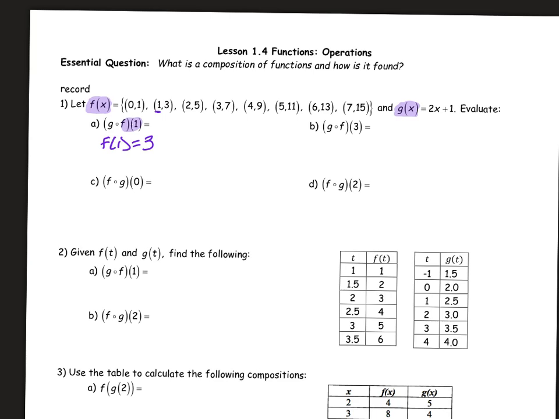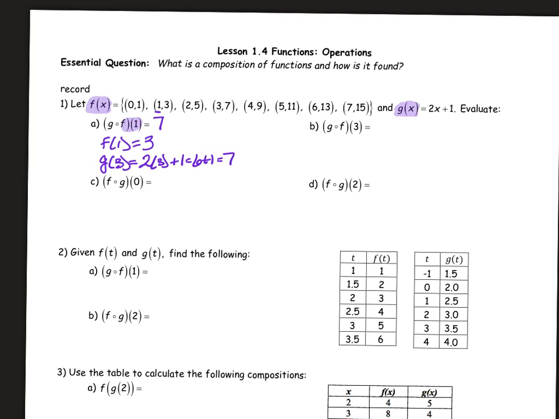Okay, now I'm going to take my 3 and put it into g. So I want to find g of 3. Well, g happens to be an equation this time, so I'm going to do what I know. I'm just going to plug it in wherever there's an x. So I have 2 times 3 plus 1, which is 6 plus 1, or 7. So my answer for this one is 7.